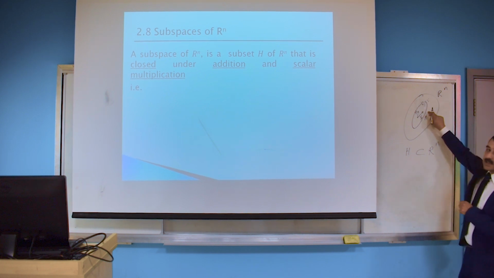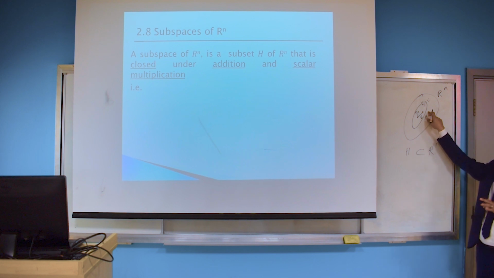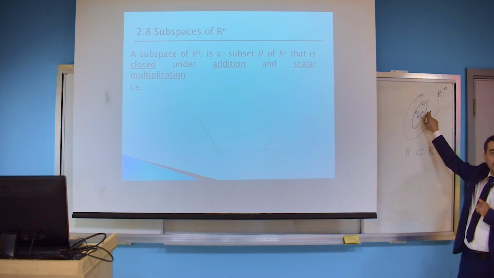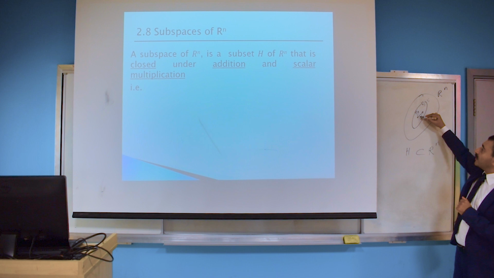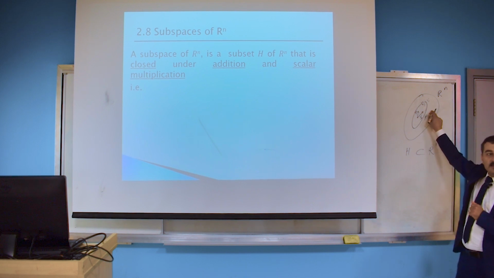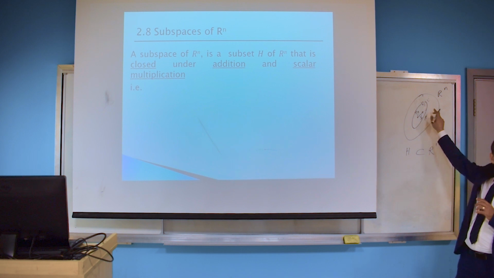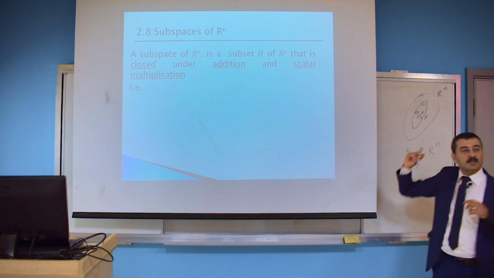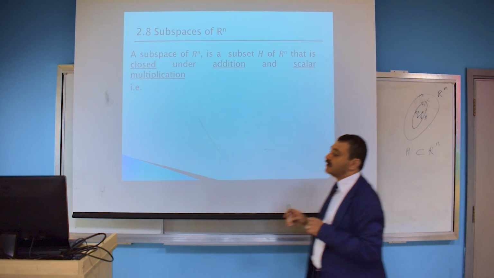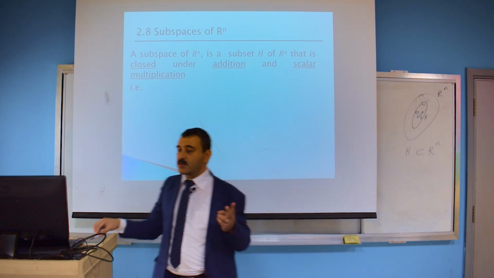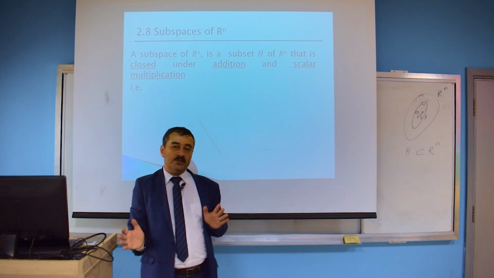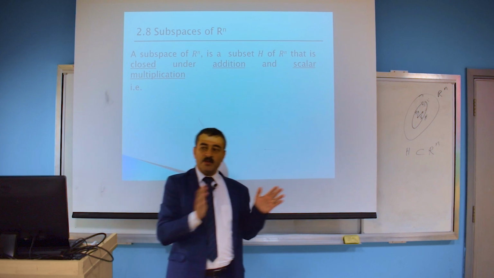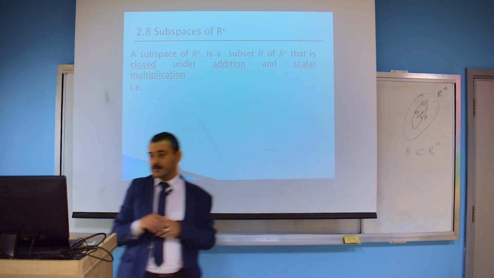If the sum is inside H, we say that H is closed under addition. And when you do scalar multiplication, if you scale this vector, you find the scaled one is also in H. So we say that it is closed under scalar multiplication. If it satisfies both conditions, we say that the subset H is a subspace of Rn. Okay?